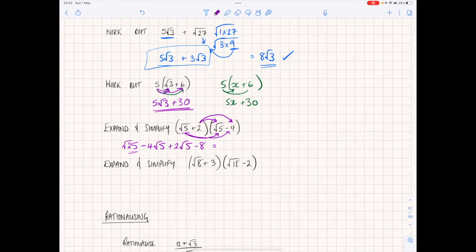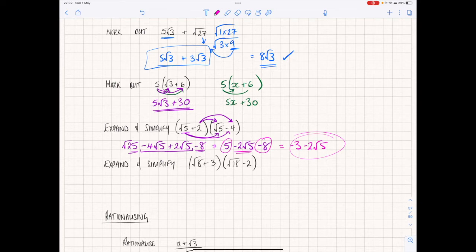Root 25, well, what is the square root of 25? Your answer is 5. Then you've got minus 4 root 5 plus 2 root 5, which is minus 2 root 5. And then finally, you've still got your minus 8. And so now all you need to do is tidy this up. 5 minus 8 are like terms, so that gives you minus 3 minus 2 root 5. That would be my answer to this one.